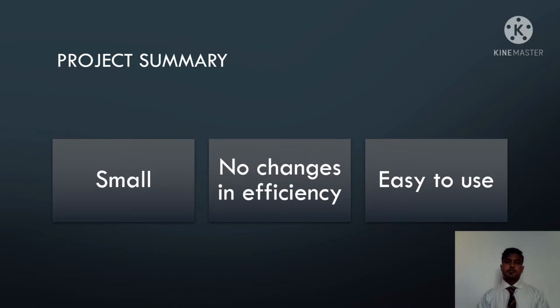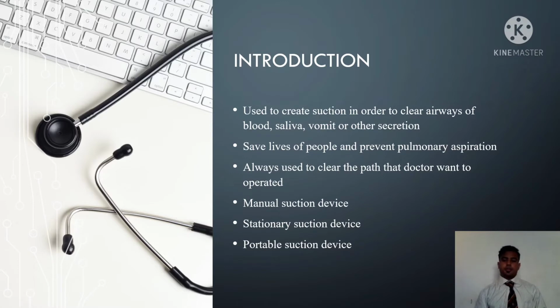portable aspirator that is smaller, with no change in efficiency, and easy to use. For the introduction, a medical suctioning device is a common device used in the field of medicine. This device is used to create suction in order to clear waste such as blood, saliva, vomit, or other secretions. This device is also used to save people's lives and prevent pulmonary aspiration, which can cause lung infection.